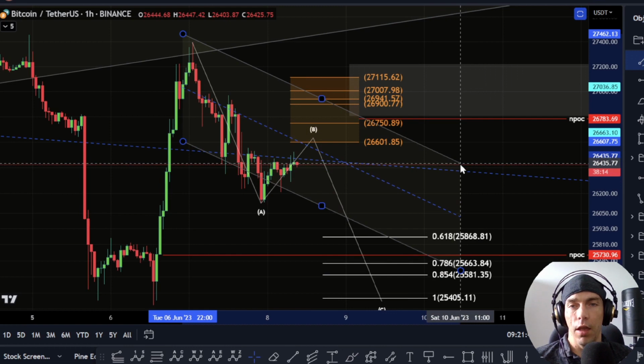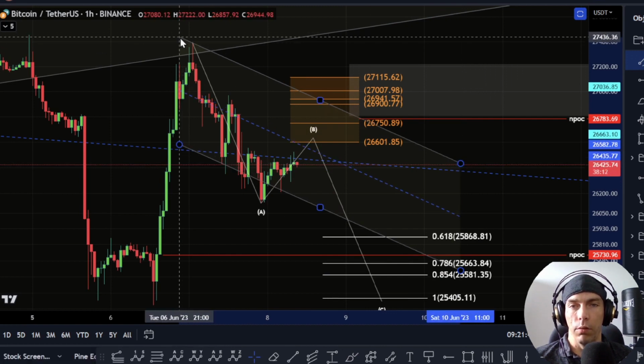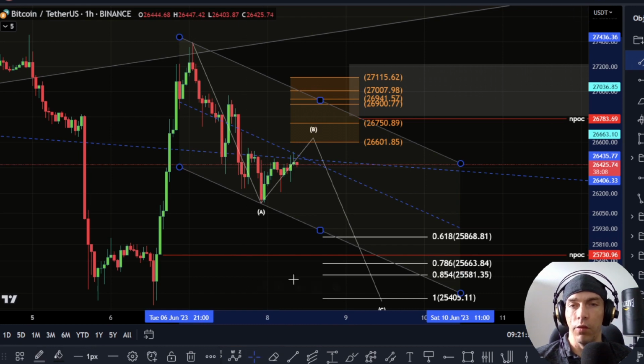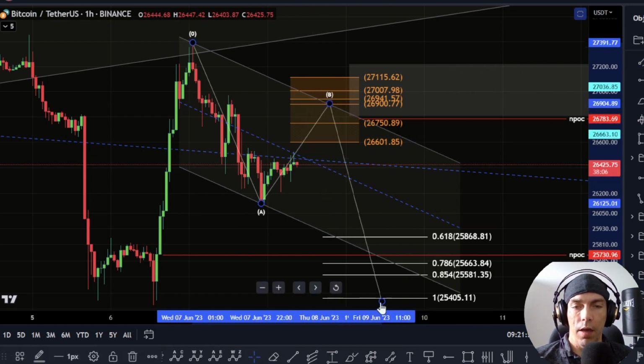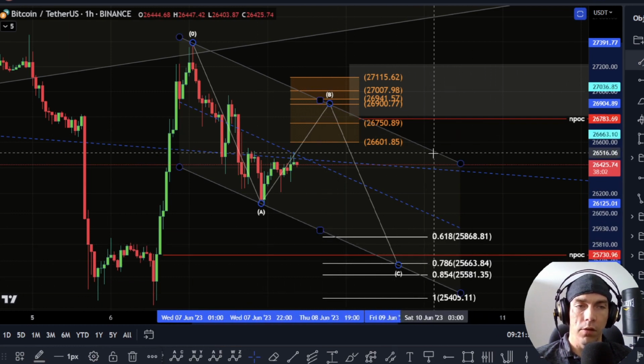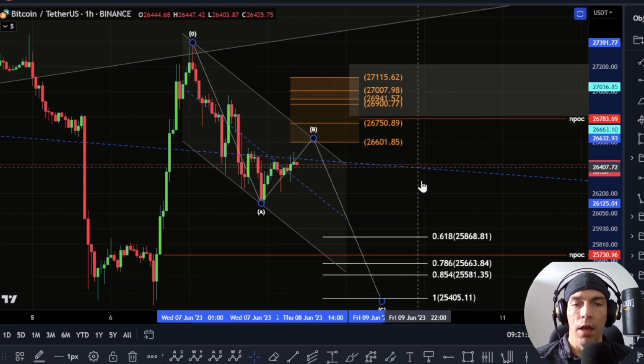Alternatively, if we do break higher up here, what it could be is that the structure is just changing slightly, and we could actually see the channel develop something along these lines, where actually we would just get a bigger channel like this, where this B wave comes up here, and then we see this C wave form something like this.